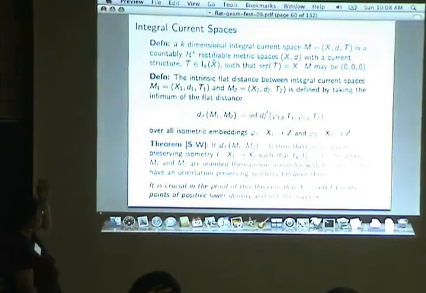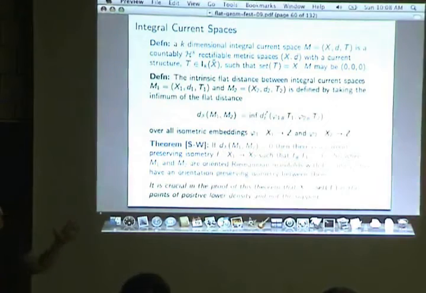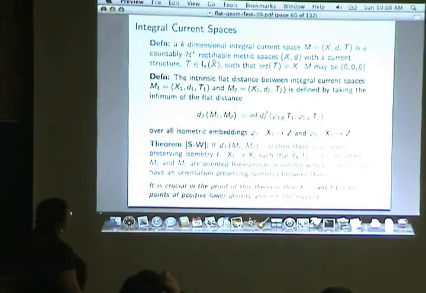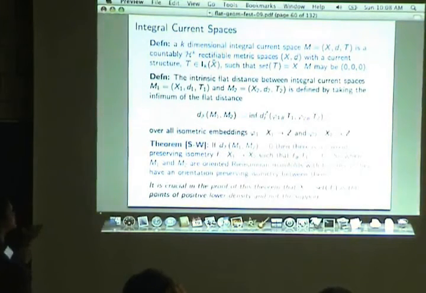So once we have our spaces, the intrinsic flat distance between two spaces can be defined in general. We just take all isometric embeddings of the metric spaces into a common space, and then we measure the flat distance between the push forward of the current structures. So the Riemannian manifolds, you push forward with the Riemannian integration. Now we take any pair of metric spaces and push forward their current structures. So we have a notion of distance there, and we can show that the flat distance between two of these integral current spaces is zero if and only if there's a current preserving isometry.